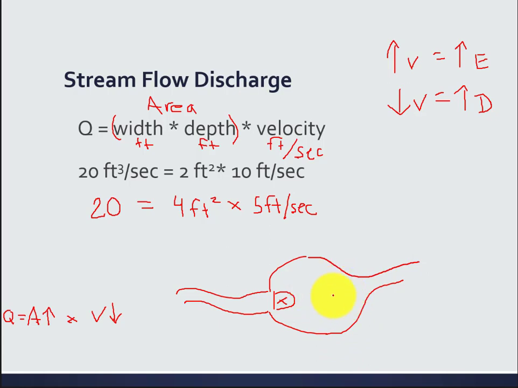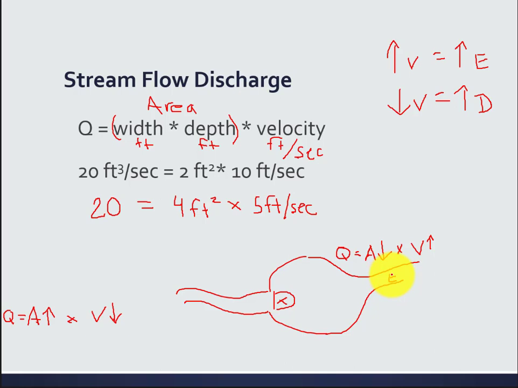The area was large, now it's been funneled to a smaller area, so area goes down. And again, if the amount of water flowing remains the same, what happens to the velocity? The velocity has to speed up. And if velocity speeds up, what are we going to see? More erosion or deposition? More erosion.